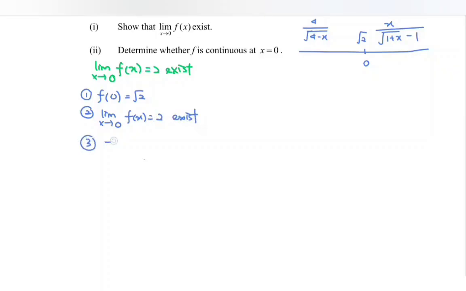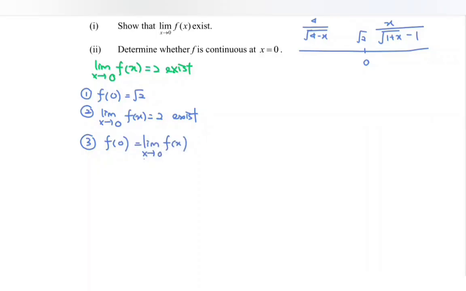Step number 3, is f(0) equal to the limit when x approaches 0 for the function f(x)? So the answer is no. If like that, number 4, f(x) is discontinuous at x equals 0.